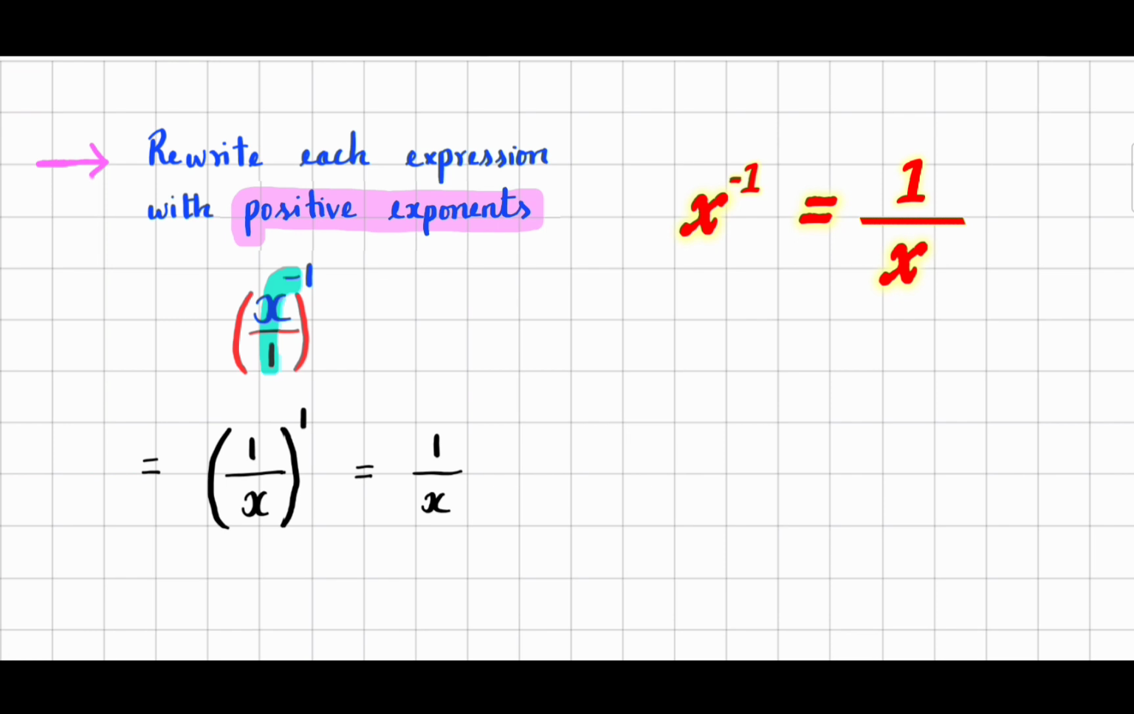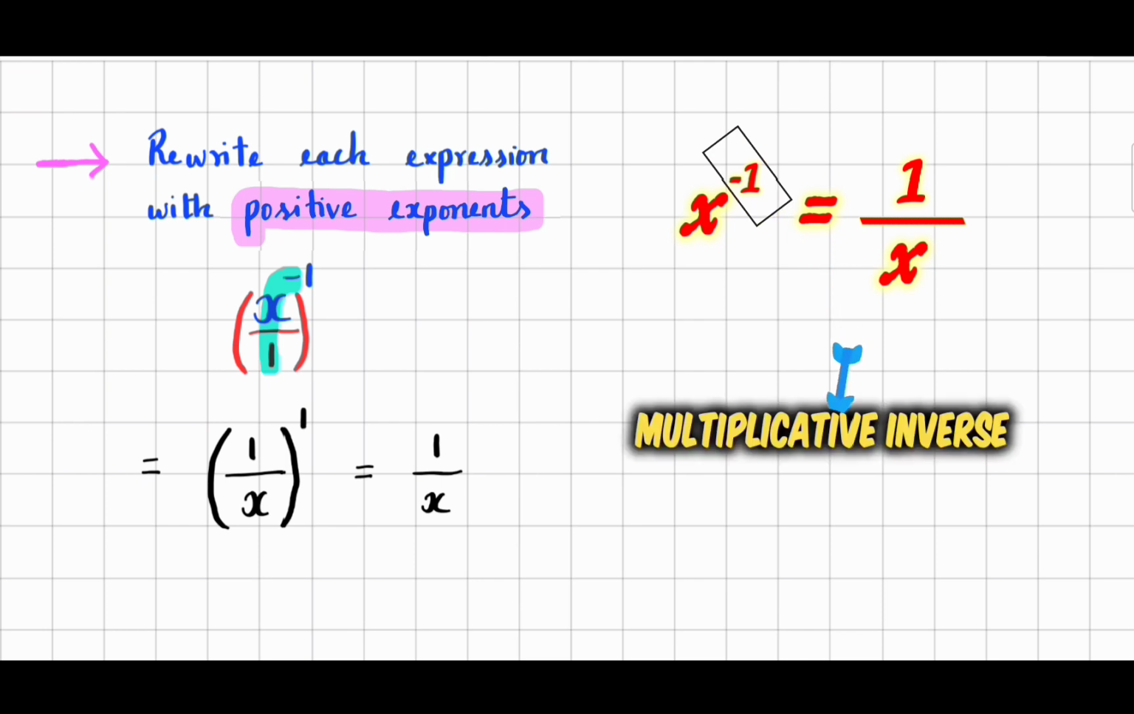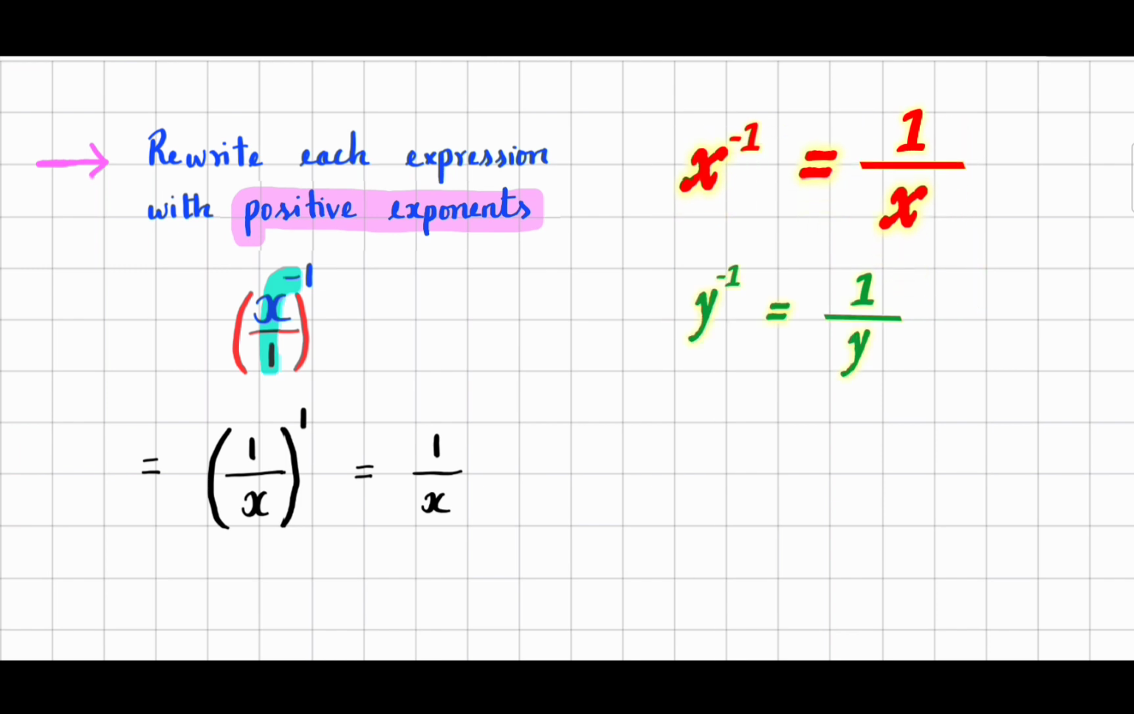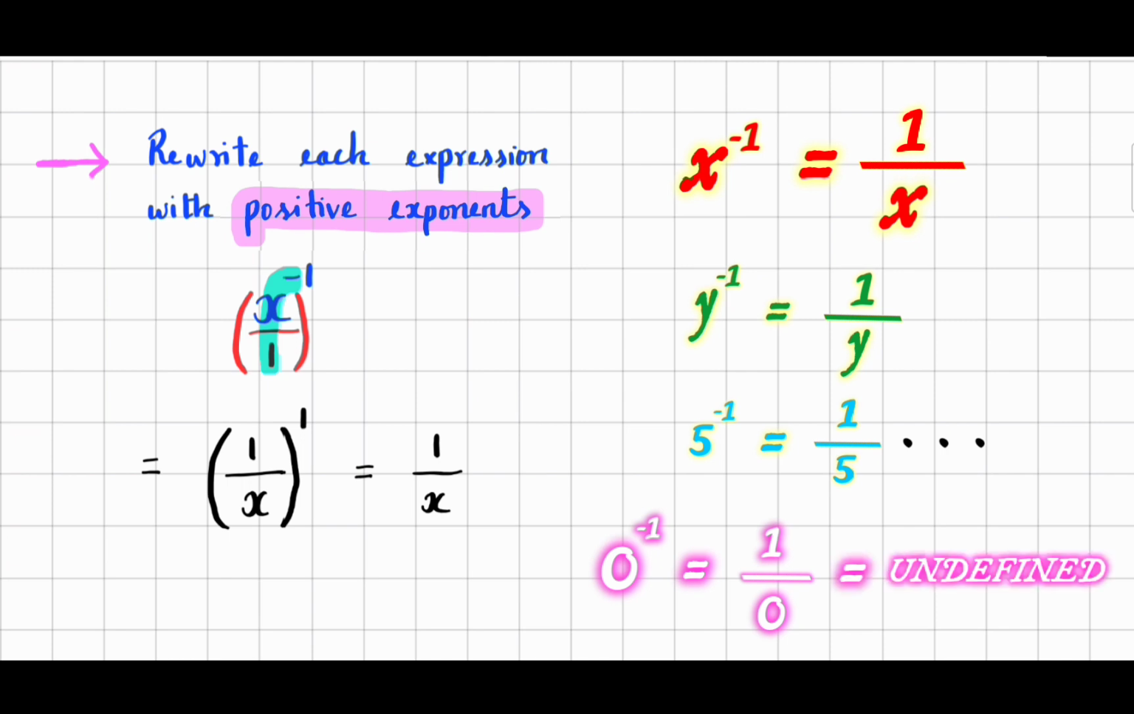Moreover, there is a special name for putting a little negative one. That's called multiplicative inverse. So, x power negative 1 can be read as x inverse. And like x inverse is 1 by x, y inverse is 1 by y, 5 inverse is 1 by 5 and so on. But not for 0, because the multiplicative inverse of 0 is undefined.